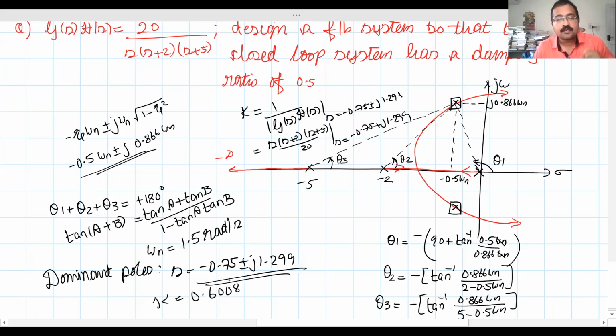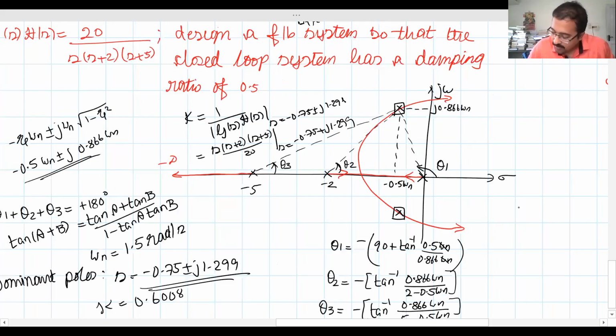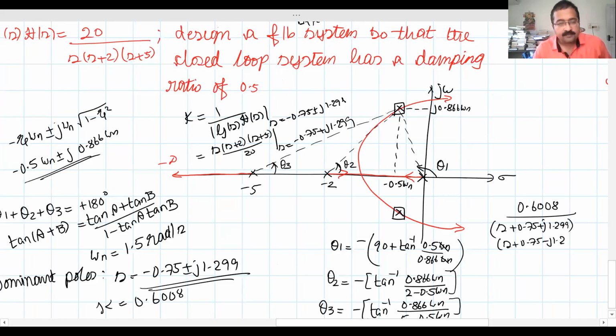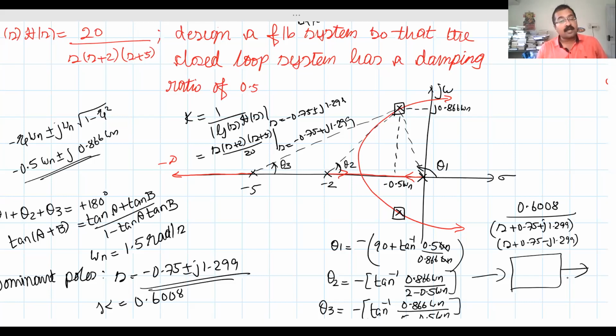So what is the closed loop transfer function now that will give a damping ratio of 0.5? It will be nothing but 0.6008 divided by s plus 0.75 plus j 1.299 into s plus 0.75 minus j 1.299. So this will be the system. This will be the equivalent feedback system that will give you a damping ratio of 0.5. You can verify that in MATLAB also.